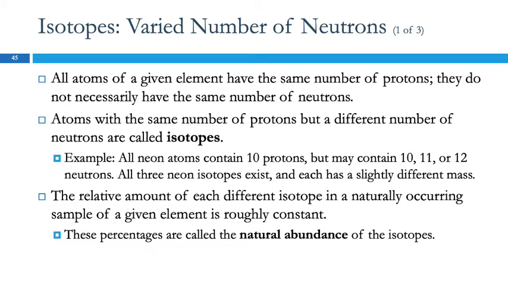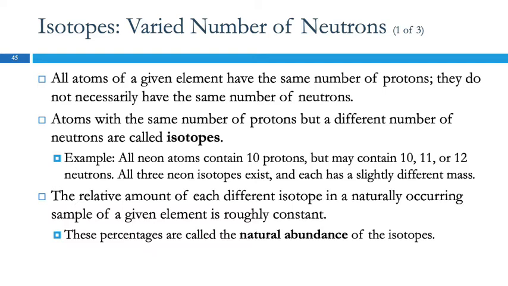So as an example, looking at neon. Neon is number 10 on the periodic table. All neon atoms have 10 protons. But some have 10 neutrons, some have 11 neutrons, and some have 12 neutrons. Why? Because we found neon atoms, and that's what we found. There's no real good reason why it's those. But there are 3 different neon isotopes that exist, and because they have different numbers of neutrons, they have slightly different masses.